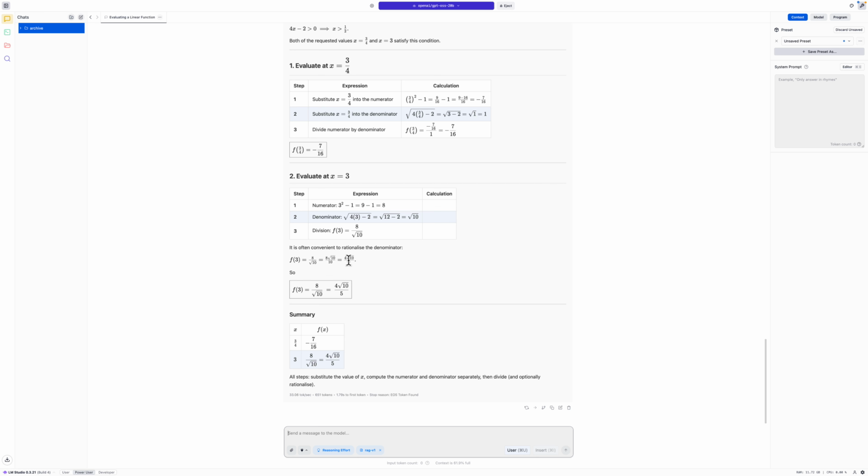The only thing I didn't do, and I realized this, I didn't reduce. 8 square root of 10 over 10, I did not reduce on mine. So this is even better. 4 square root of 10 over 5. Rationalizing is important.